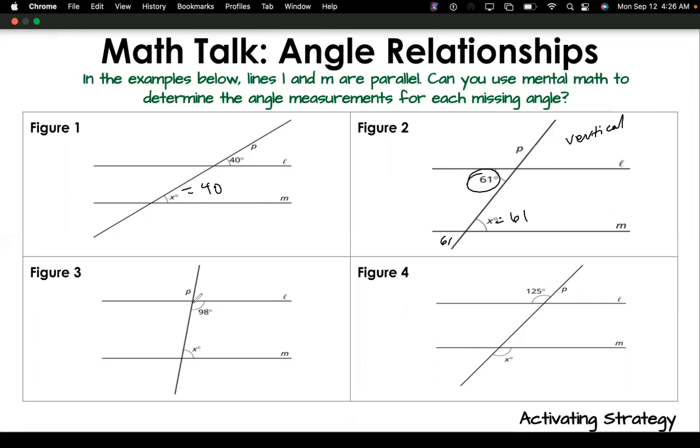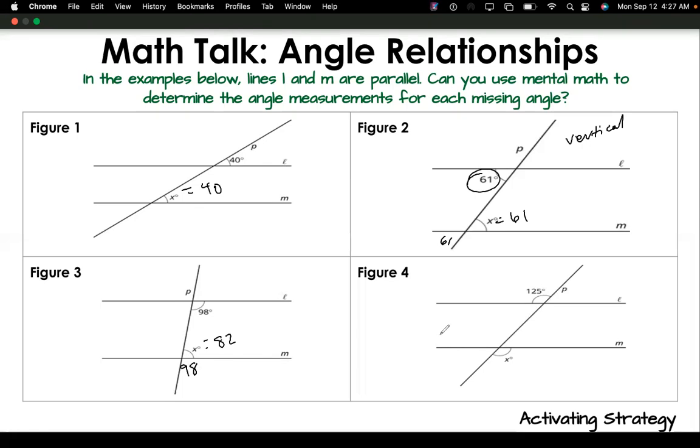This is in the bottom right-hand corner, so I'm going to translate it down here at the bottom. So this is 98, and this line creates 180 degrees. Then 180 minus 98 is going to give me 82. This is going to be 82 degrees.